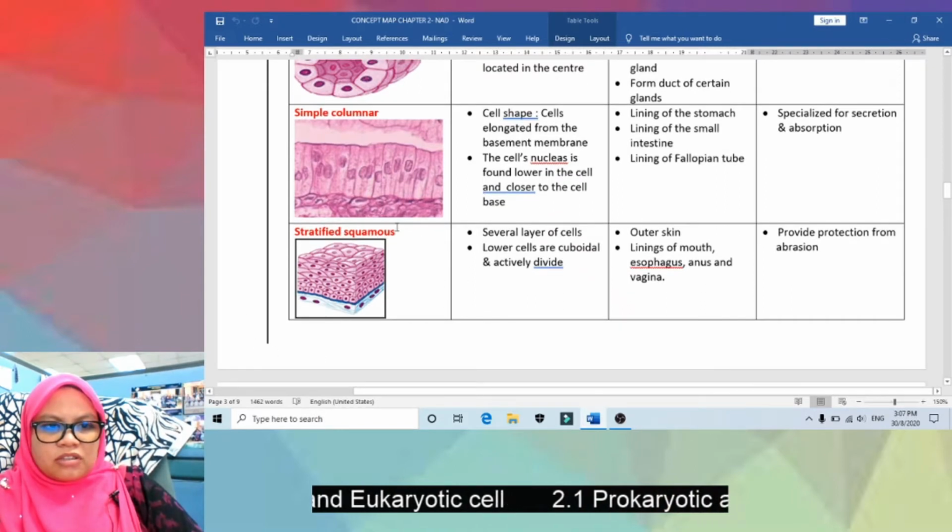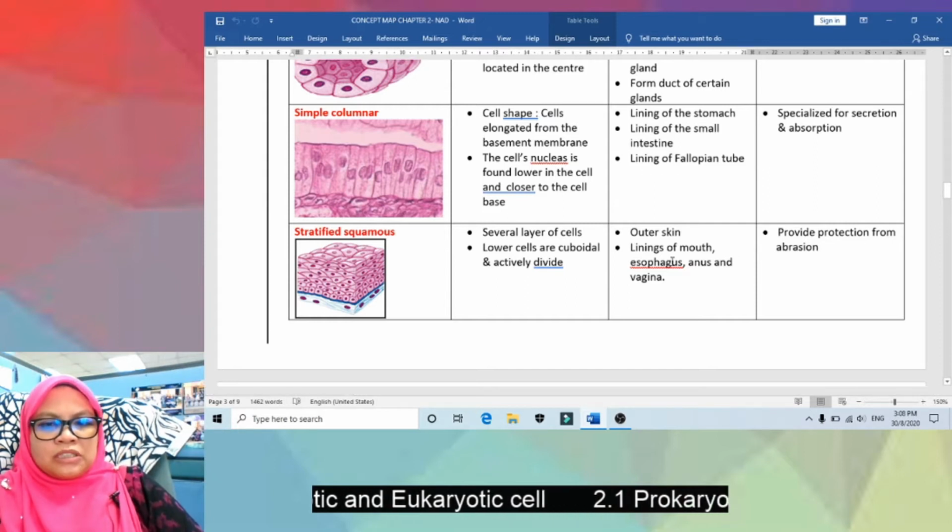And then this is stratified squamous. The cell has several layers, and the lower cells are cuboidal and actively divide. So you can see here, attached to the basement membrane is a cuboidal shape, and then multiple layers of squamous cells. The function is to provide protection from abrasion. That's why stratified squamous can be found in the outer skin, and the lining of the mouth, esophagus, anus, and vagina. It means it lines the parts that are easily subjected to friction.